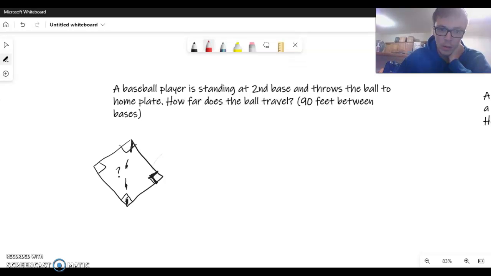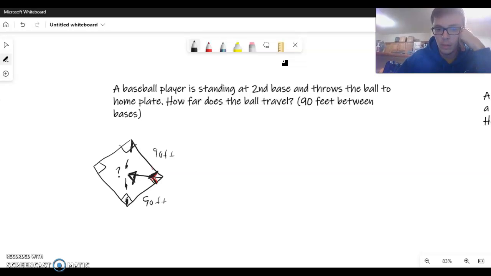I'm going to put it in red this time. This is my 90-degree angle, so I can now, therefore, solve it. Like it says, 90 feet between bases. These are all 90 feet, 90 feet all the way around. The side that we're trying to find here, this unknown, that is our hypotenuse again. A lot of times it's going to be our hypotenuse, but not all the time, so just keep that in mind.